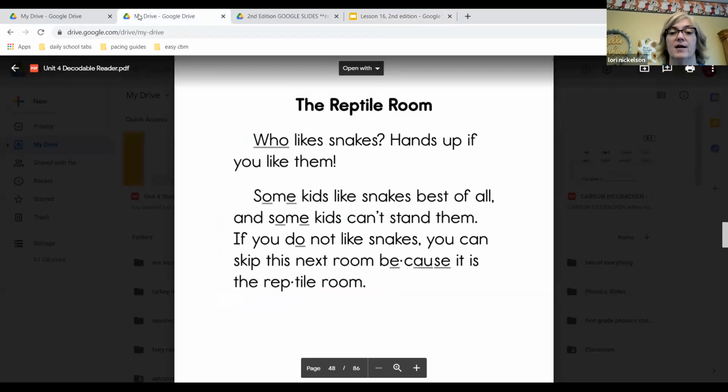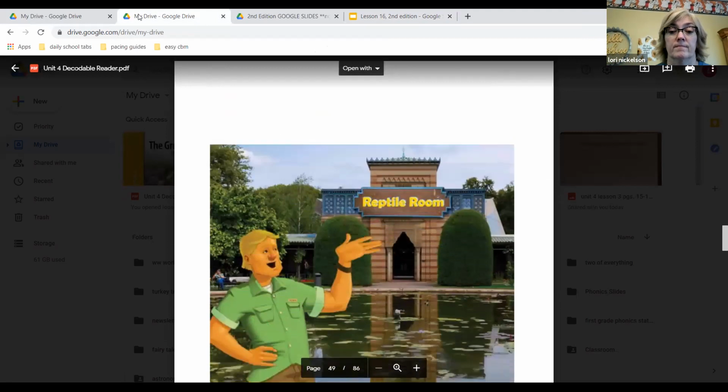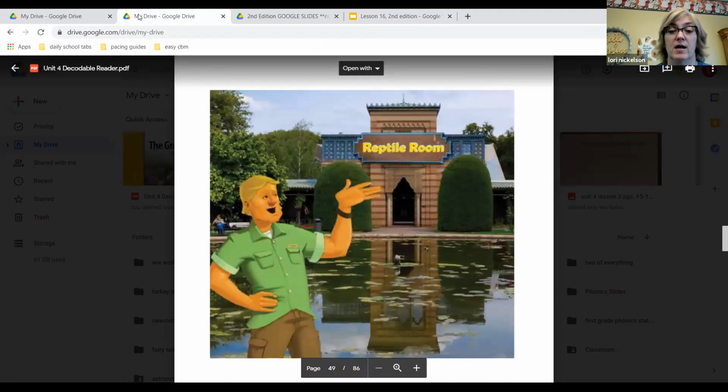All right, the reptile room. Who likes snakes? Hands up if you like them. Not me. Some kids like snakes best of all, and some kids can't stand them. If you do not like snakes, you can skip this next room because it is the reptile room. Here's the reptile room.